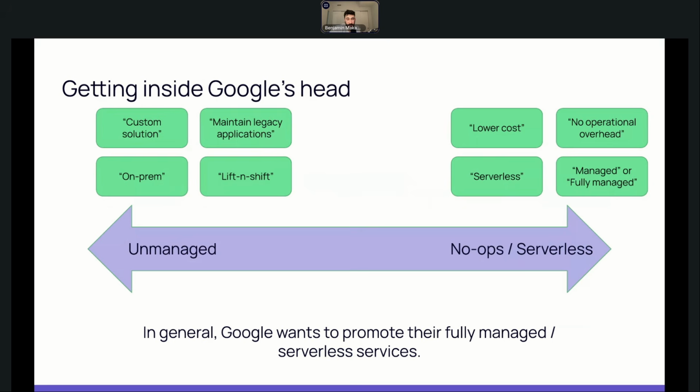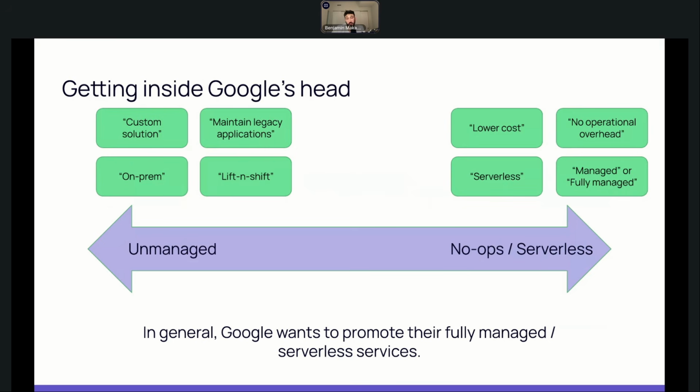Maybe that's moving things to Compute Engine, which is still an unmanaged service. That would mean that the solution is unmanaged, and you should think about the tools or services or approaches that would keep the solution unmanaged, right? And then on the right-hand side, we have some words that Google would use in questions where it's really trying to push a no-ops or serverless or fully managed approach to the scenario.